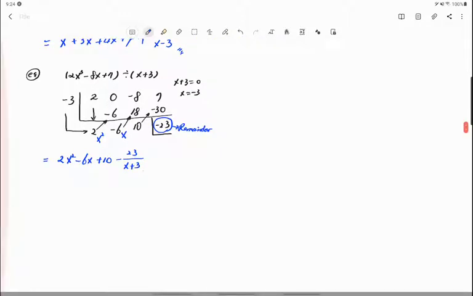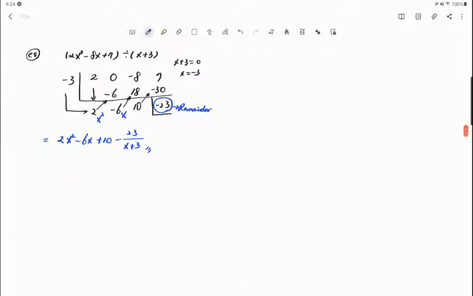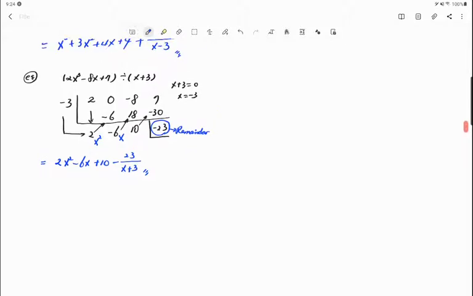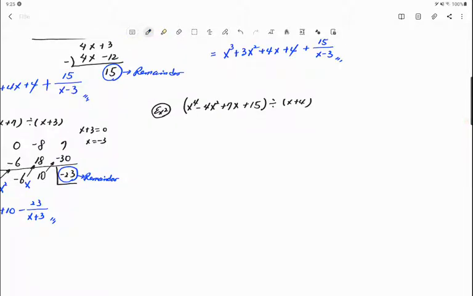All right, so this is the answer. So, since the remainder is negative 23, I put the negative sign outside. Still okay. All right, then let's try more examples. All right, so we're going to divide these 4 terms by x plus 4.